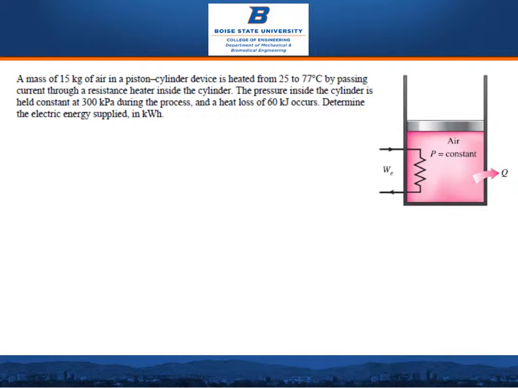Okay, so in this problem, the resistance is heating the air inside the piston cylinder device. As that air warms up, that piston is going to rise. The pressure inside, we're being told, is being held constant. There is also some heat loss. So we have two states. State 1.